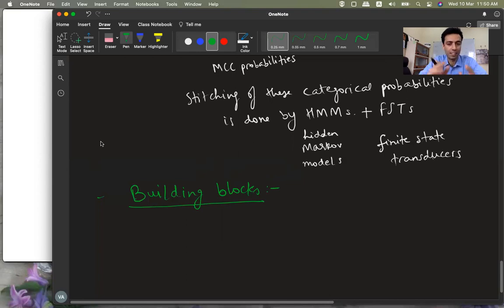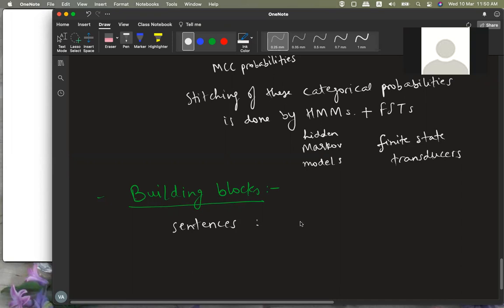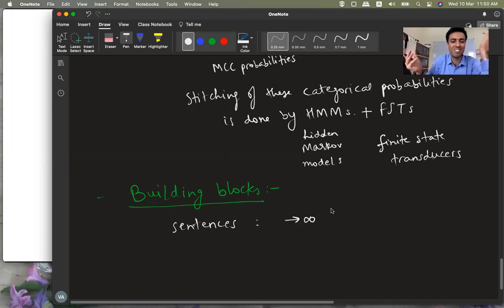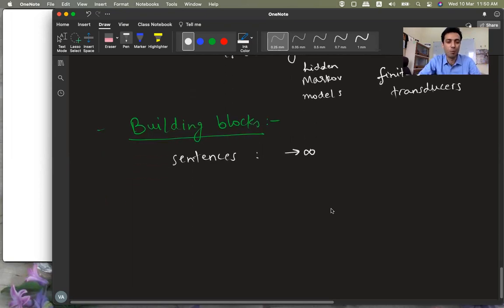If I want to make an Alexa or Siri system, it should be able to transcribe the input speech into sentences. So how many different kinds of sentences are possible in a language? Infinite. Yeah, possibly tending to infinity, which means there is no limit. You can use the property called compositionality to create more and more sentences, right?